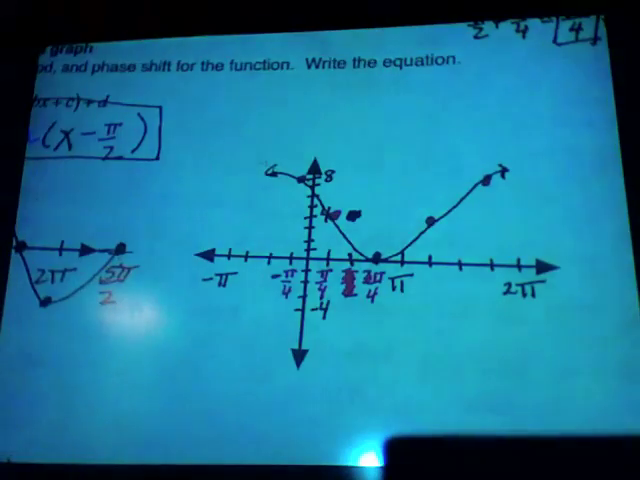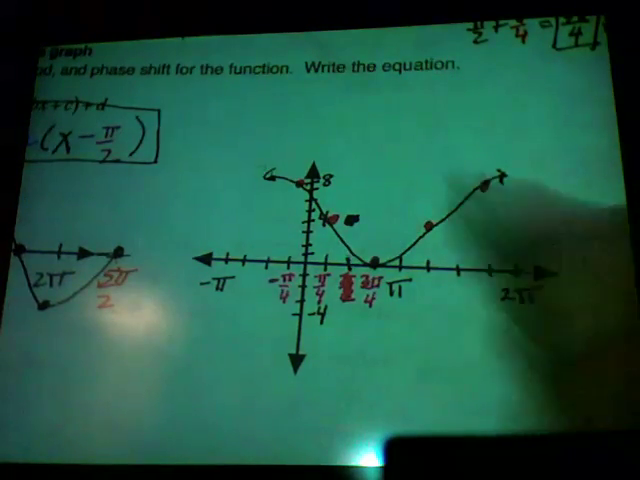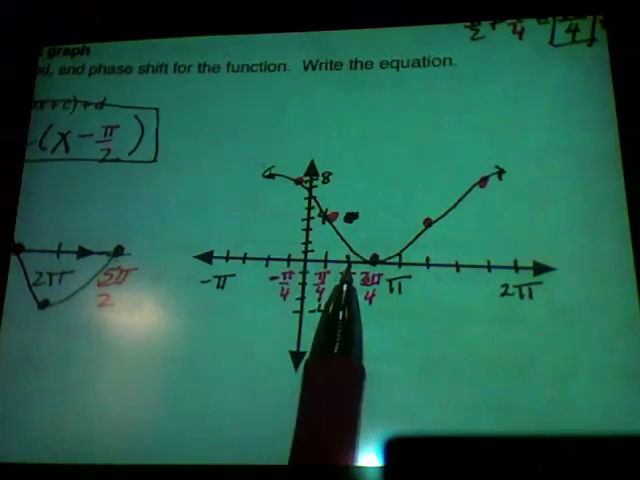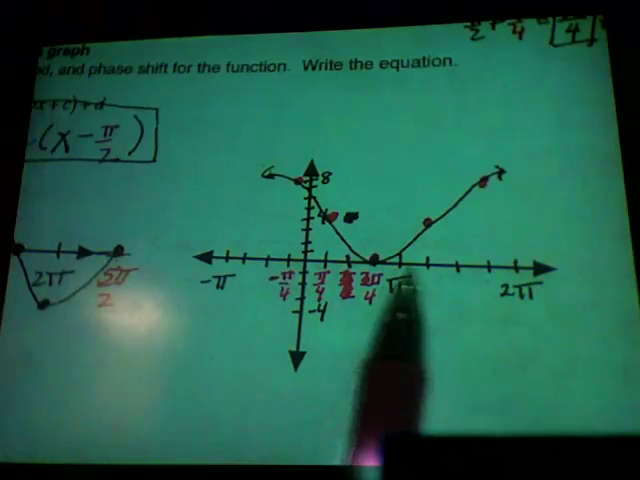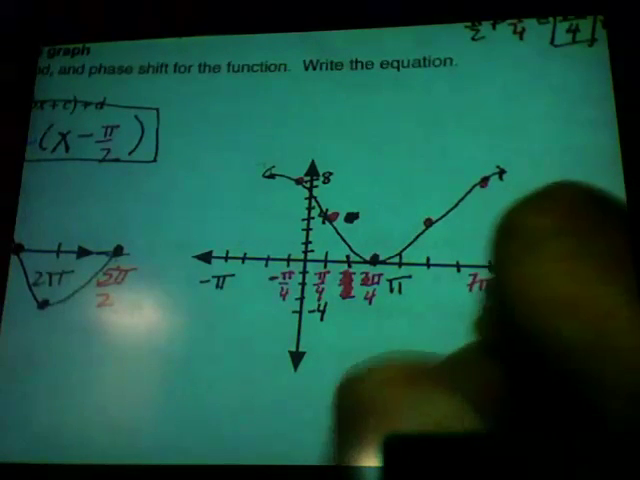I don't do sine curves very well, but there you go. Now, what is this point right here? Count by fourths. 1, 2, 3, 4, 5, 6, 7. This is 7 pi over 4.